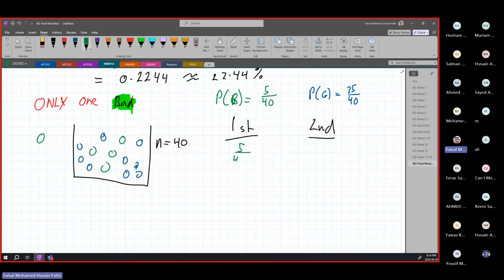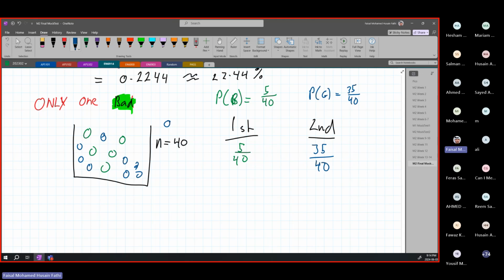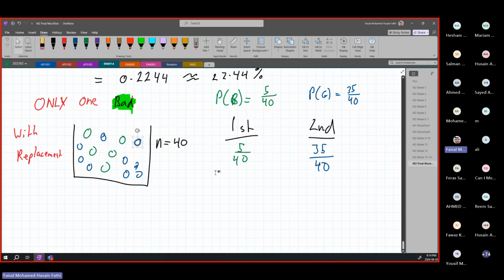With replacement means we're putting it right back in. And now we're going to choose again, and our second choice must be a good one. So we have to take out a good one. What is the probability of a good one? 35 over 40. Again, I have to mention this clearly, this is for with replacement. Then we take the blue back in, and that's it. This is the very first possibility that we have.